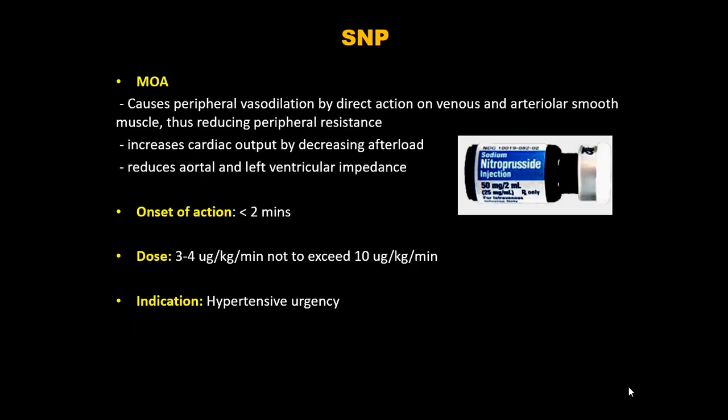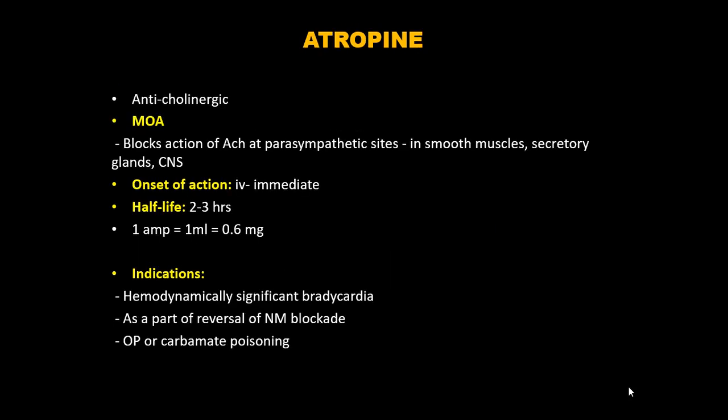Nitroprusside, it causes peripheral vasodilatation by direct action over the venous and arterial smooth muscle, thus reducing peripheral resistance. It increases the cardiac output by decreasing afterload, reduces aortic and left ventricular impedance. Indication is hypertensive emergency and urgency.